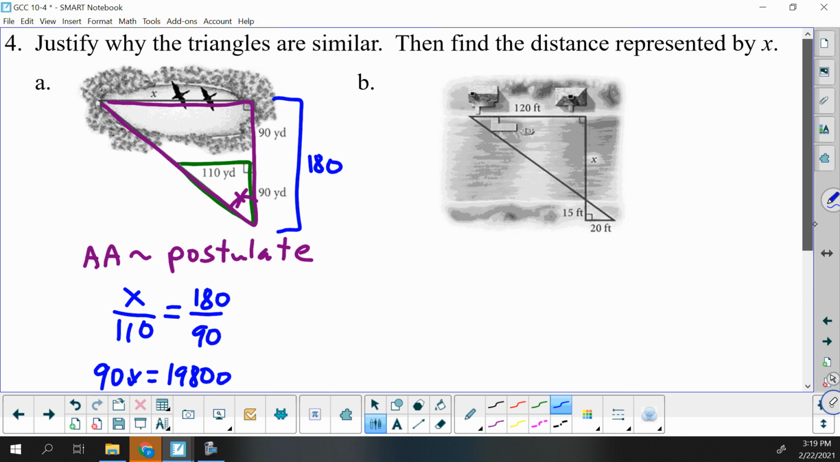Well, our last one, we've got the right angles. We got vertical angles here, so two sets of angles congruent. These are similar by the angle-angle similarity postulate.